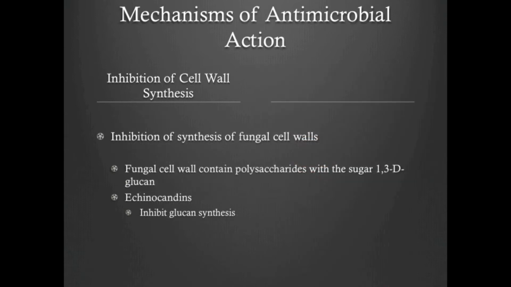Fungal cells also have cell walls that act to protect them against changes in osmotic pressure. Fungal cell walls are composed of a variety of polysaccharides. One particular is the 1,3-D-glucan sugar, which is not found in mammalian cells. A group of drugs known as echinocandins inhibits the synthesis of the 1,3-D-glucan. In doing so, it acts to weaken the cell walls, resulting in lysis of the cell.